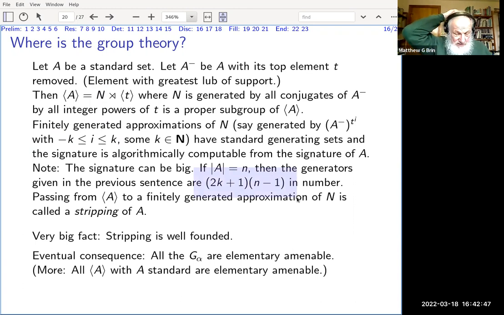And this is supposed to be considered progress, which it turns out it is. And so going from the full group to some finitely generated approximation of this big normal subgroup we call a stripping. And it is provable that this is well-founded. And the eventual consequence is that all of these groups are elementary amenable. And that's kind of a big deal. That took us a very long time to work out.